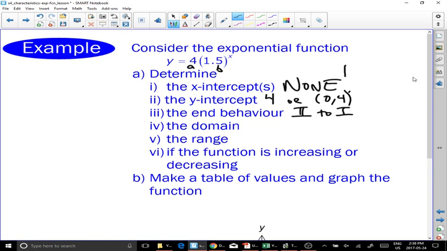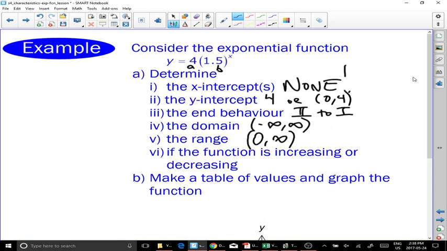What's the domain? Negative infinity to infinity. Again, we don't even have to graph it to know that. What's the range? Right? What kind of bracket on the 0? Round or square? Round, because it can't be 0.